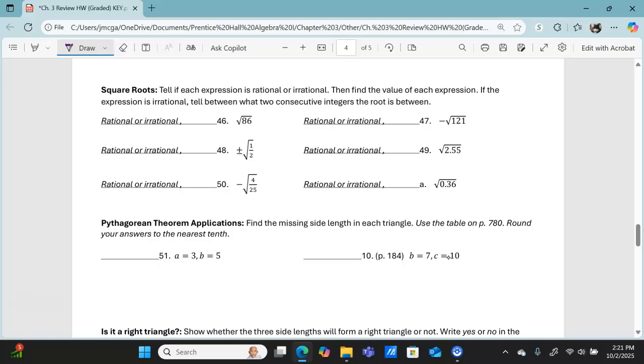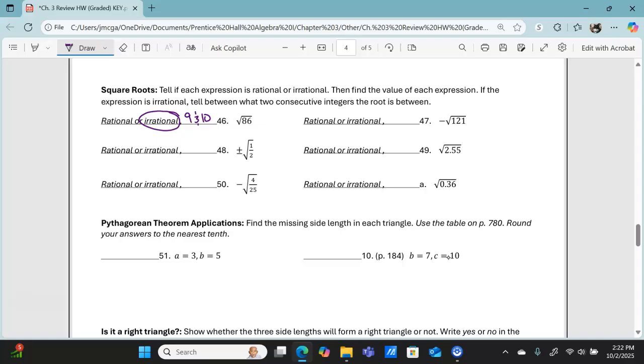On square roots, we're going to tell whether it's rational or irrational. Then find the value of each expression. If the expression is irrational, tell between what 2 consecutive integers the root is between. So square root of 86 is irrational. So I need to tell between what 2 consecutive integers it is. So 9 squared is 81, 10 squared is 100. So it's between 9 and 10.